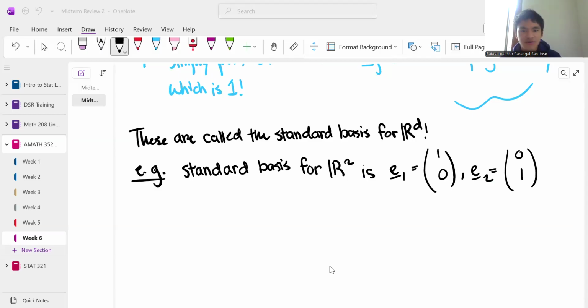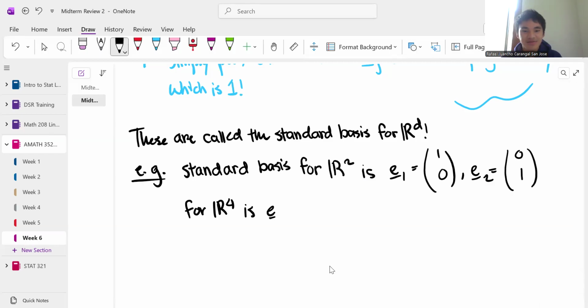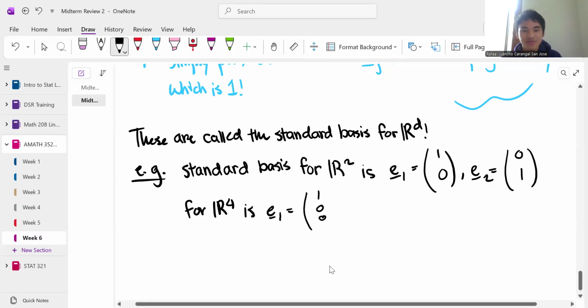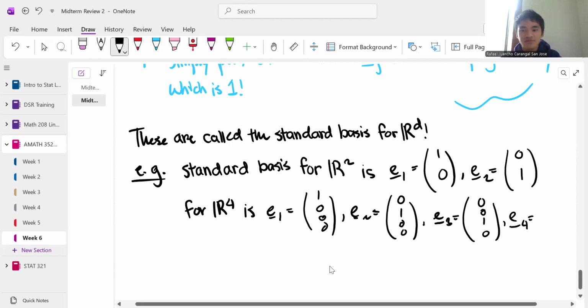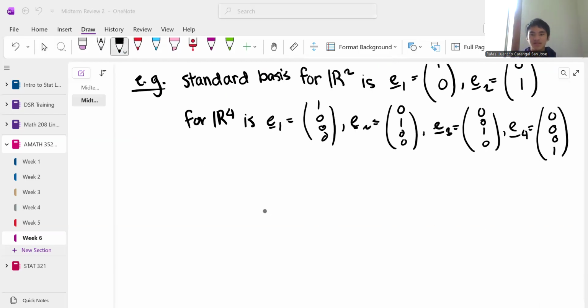How about for R4? Have we seen this? E to the 1 is 1, 0, 0, 0. E to the 2 is 0, 1, 0, 0. E to the 3 is 0, 0, 1, 0. E to the 4 is 0, 0, 0, 1. Now it is easy. Check that these vectors are linearly independent, because they are. And they span R^d, because they do.